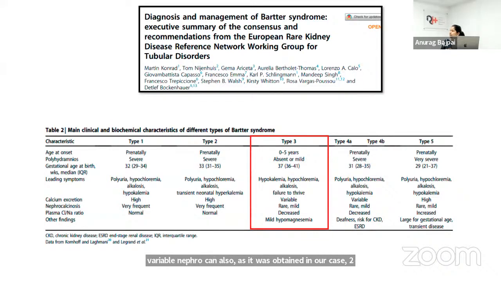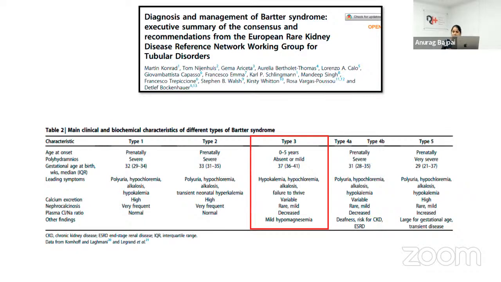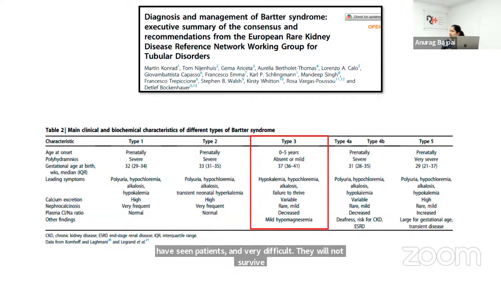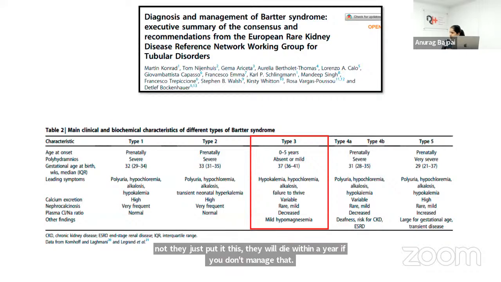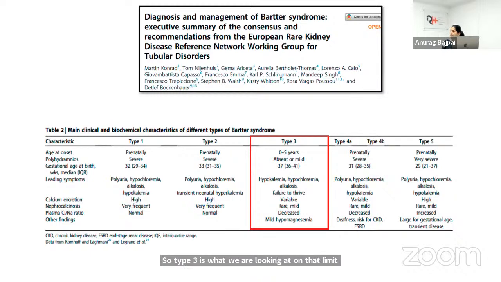Because type 5 will be that hypocalcemia, hypoparathyroidism. 1 and 2 are very severe. We have seen such patients and they are very difficult. They will not survive till this day. Let's put it this way. They will die within a year if you don't manage them. So type 3 is what we are looking at, and there is no definite association in that regard. So this is, I think, good for the patient also. Yes, sir. It doesn't have other associations.